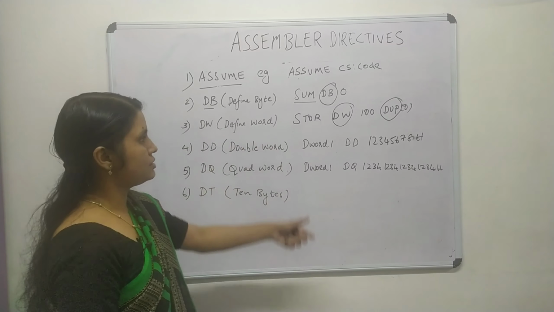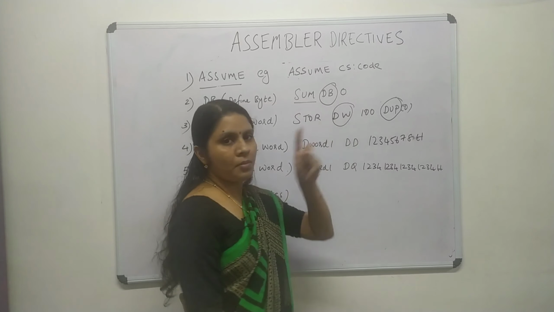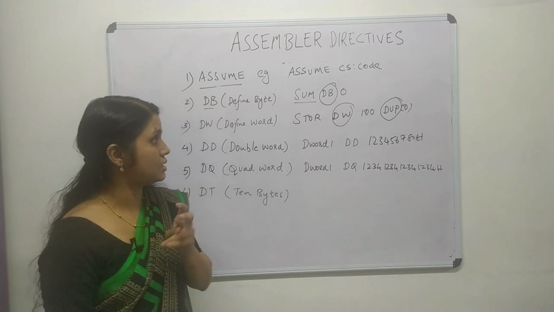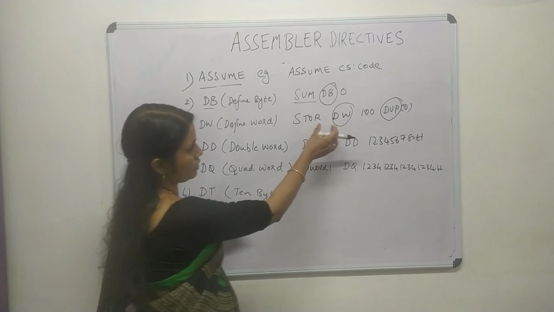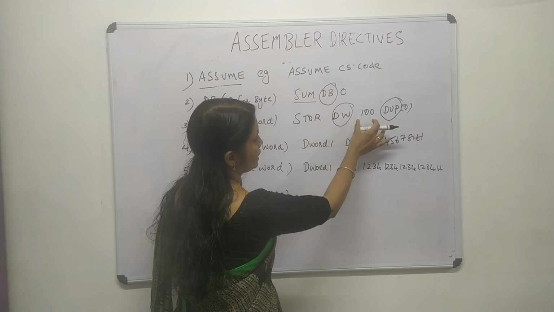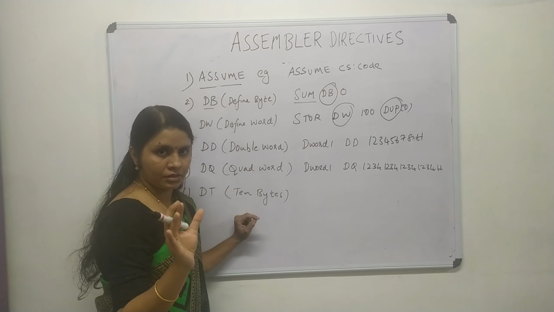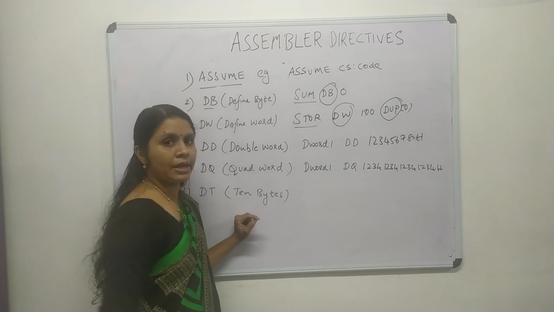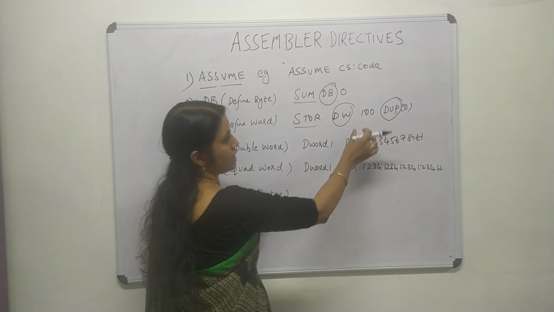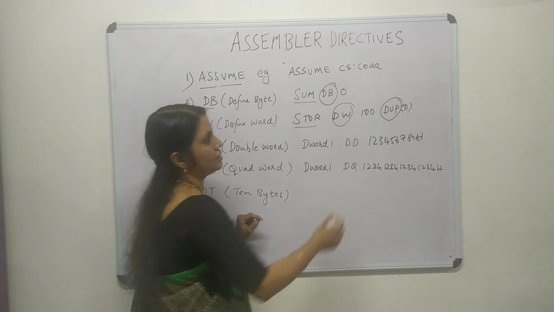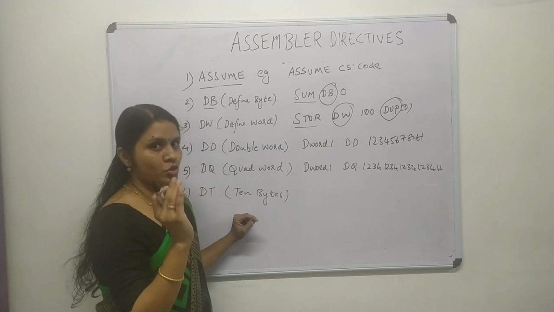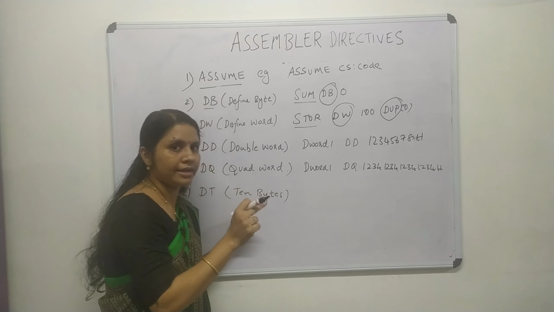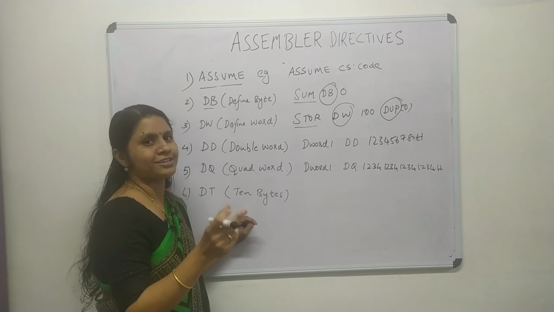Okay, this means 2 bytes of storage. 2 bytes means what? 16 bits, right? So dw 100 will reserve an array. The name of the array is store. The size of the array is 100, that is 100 words. It can store 100 words. And this array store is initialized with 0.